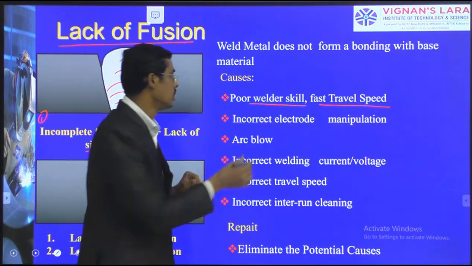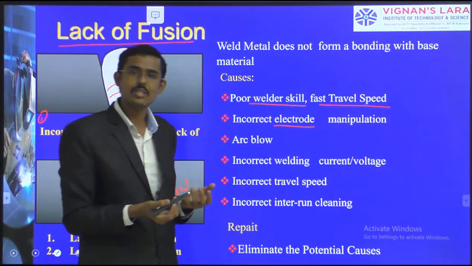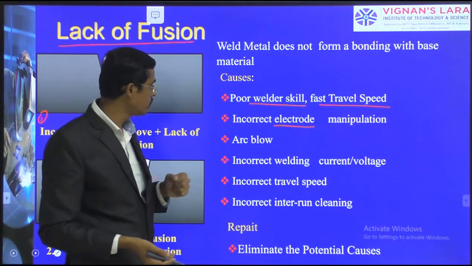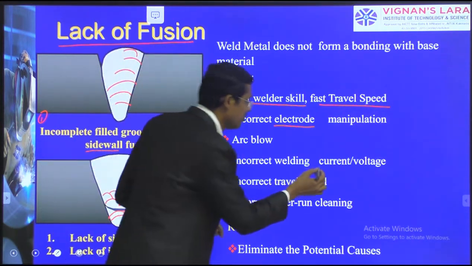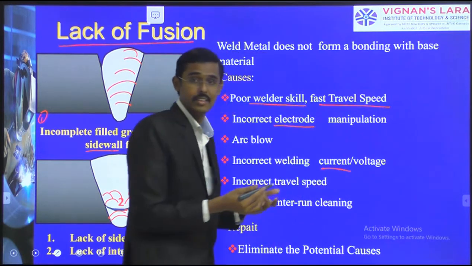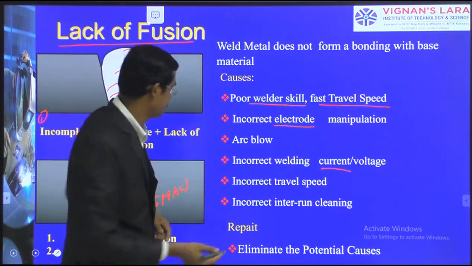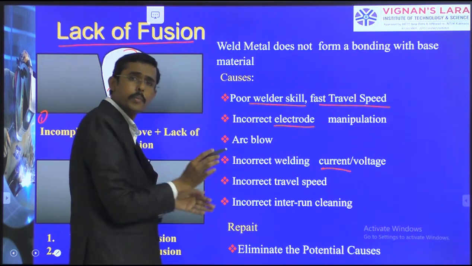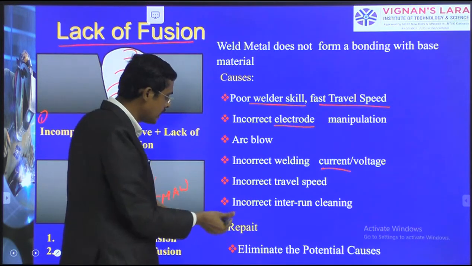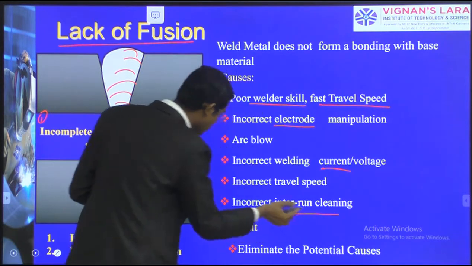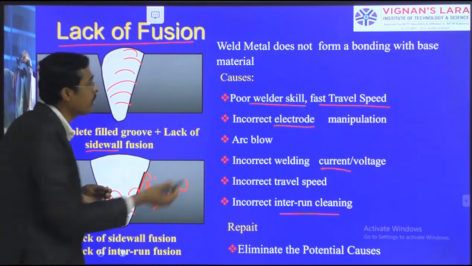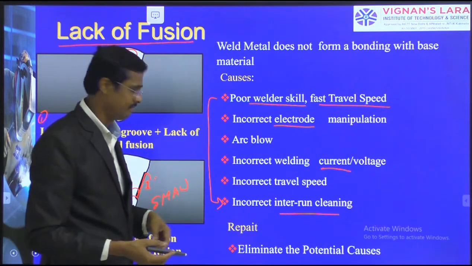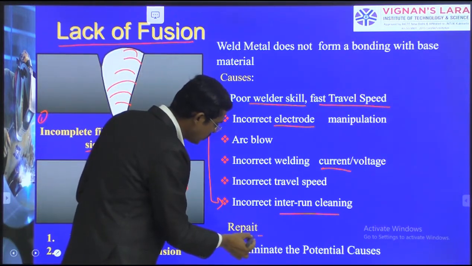Incorrect electrode is used. The correct electrode is 7018 for the same, that is not used. Arc blow due to incorrect welding current. This high current, high heat. Proper current is not given. Incorrect travel speed. So travel speed is incorrect. Travel speed should be optimized. Incorrect inter-run cleaning. So this is what the welder has to clean properly. But they have not done it. Well, how can we do this? Repair.